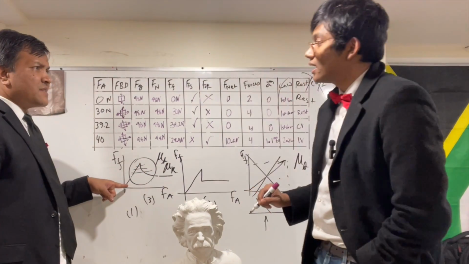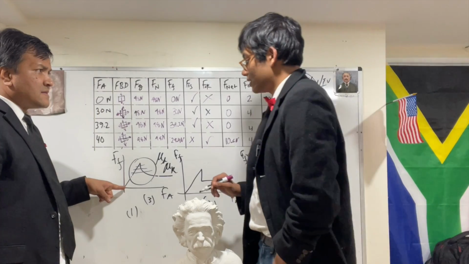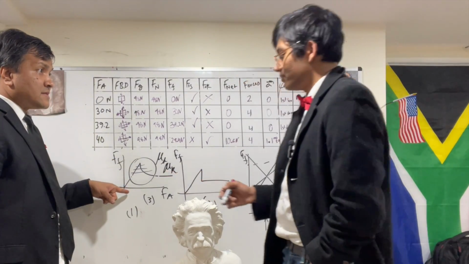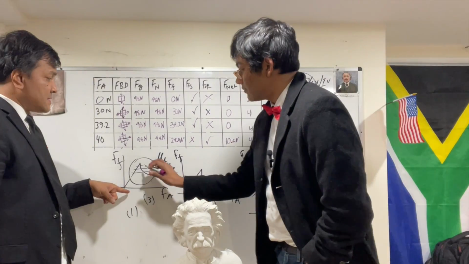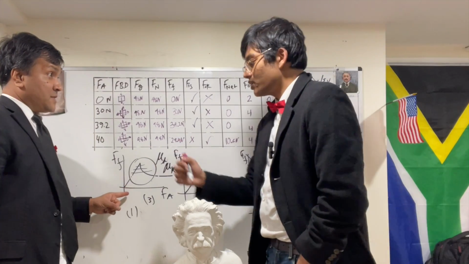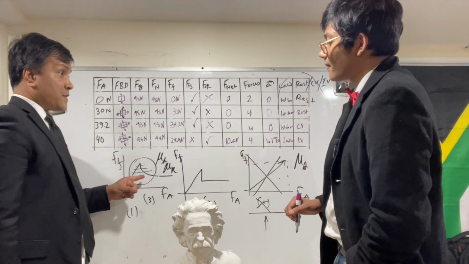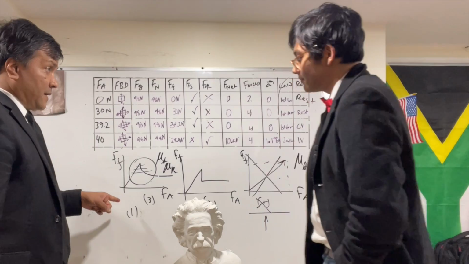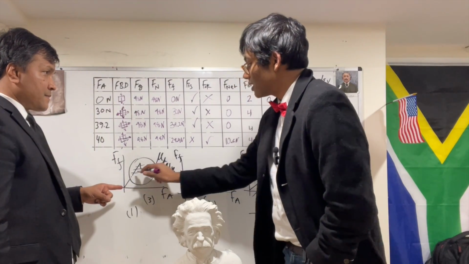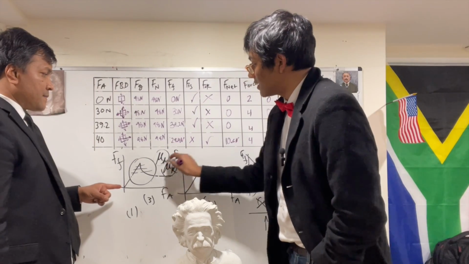This is not even a function. Well, no, it is a function. It's not a one-to-one function. It is a function because a function has to pass the vertical line test. So this is not a one-to-one function, because it doesn't pass the horizontal line test. But the big idea is that here you cannot distinguish between kinetic and static friction.